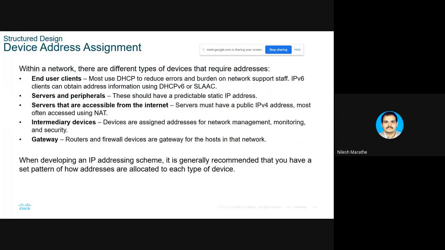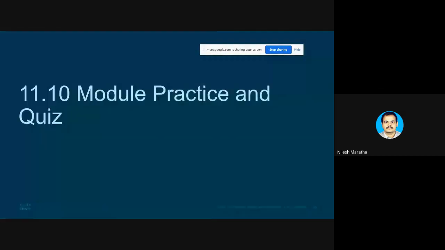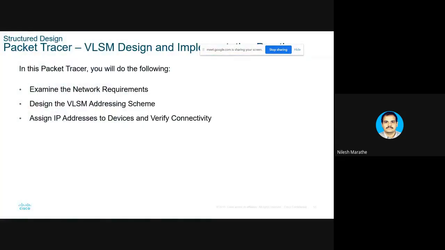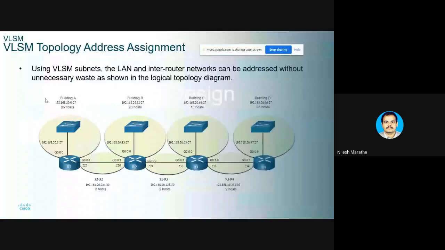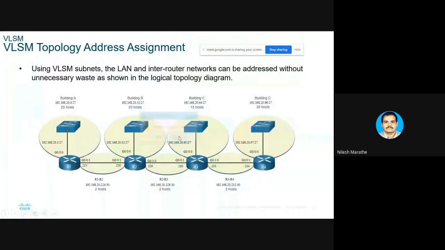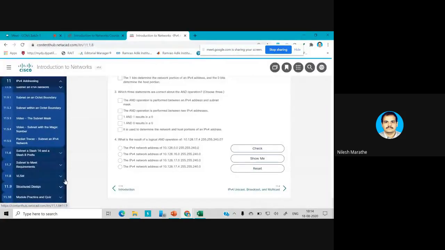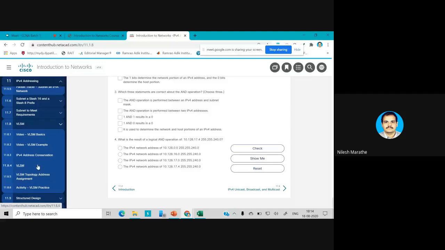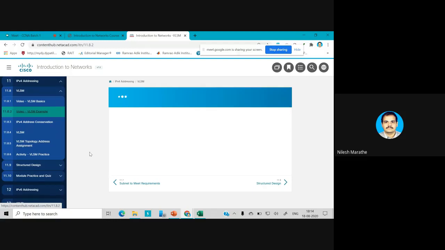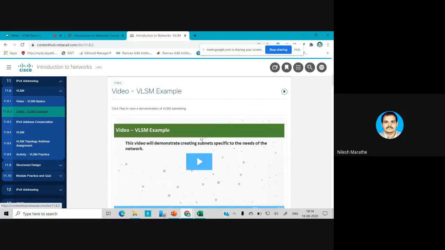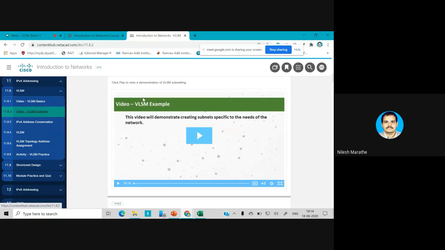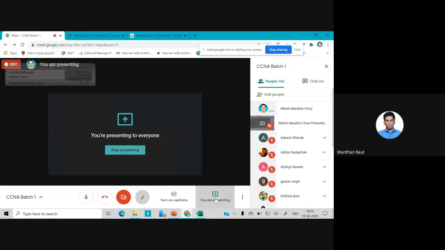So end user device address assignment, that is gateway, it's okay. We will see one video where we can have a problem and we'll try to solve that problem. There is a problem in VLSM. Do you want to see the video of VLSM or go directly to the example? So directly the example. We'll go directly for an example.